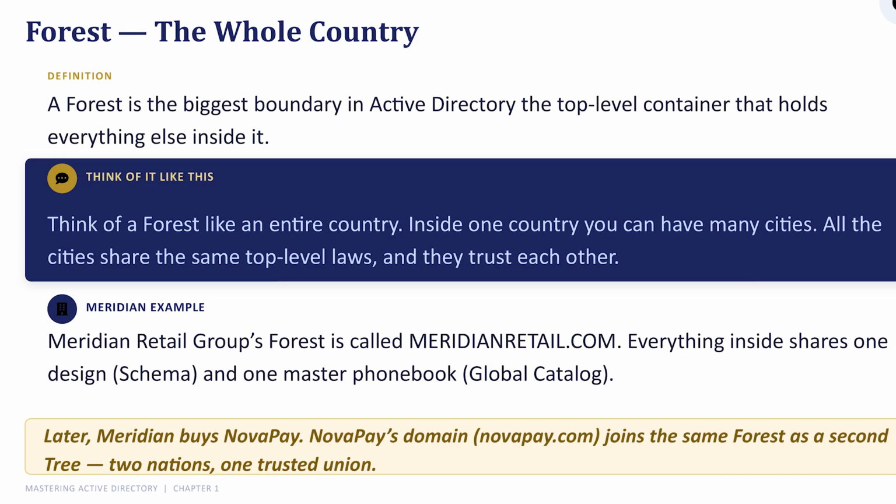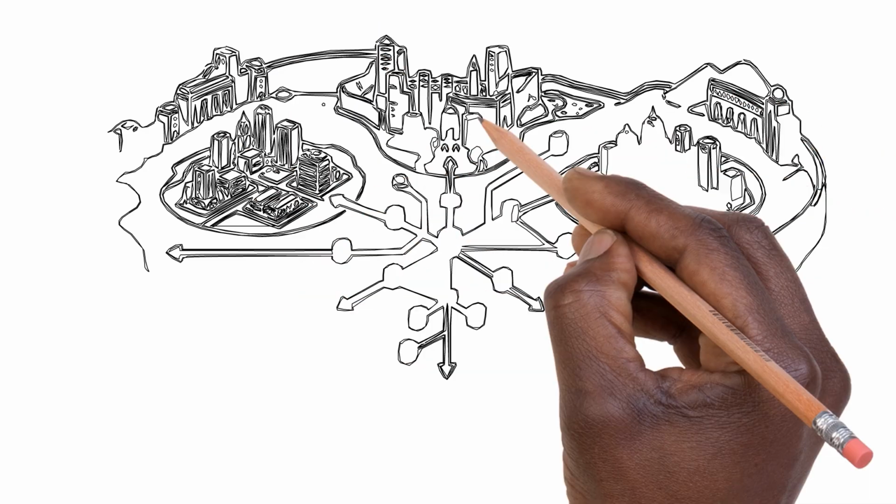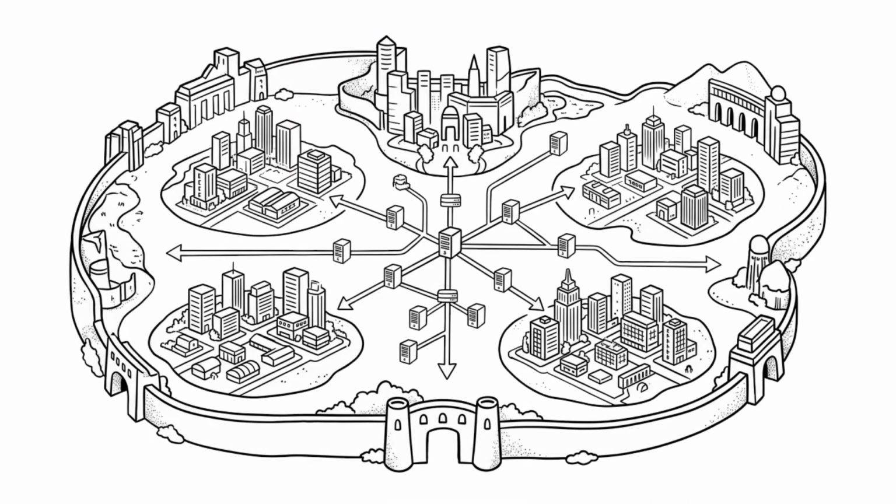Let's look at forest. Now we are on building block 1 of 5. I've mentioned the 5: forest, tree, domain, organizational unit, which is also known as OU, and then sites. But now we are taking the first one, which is forest. The slide calls it the whole country. The definition says a forest is the biggest boundary in Active Directory. Think about the word boundary. A boundary tells us everything inside here belongs to this larger environment. The slide compares that forest to an entire country.